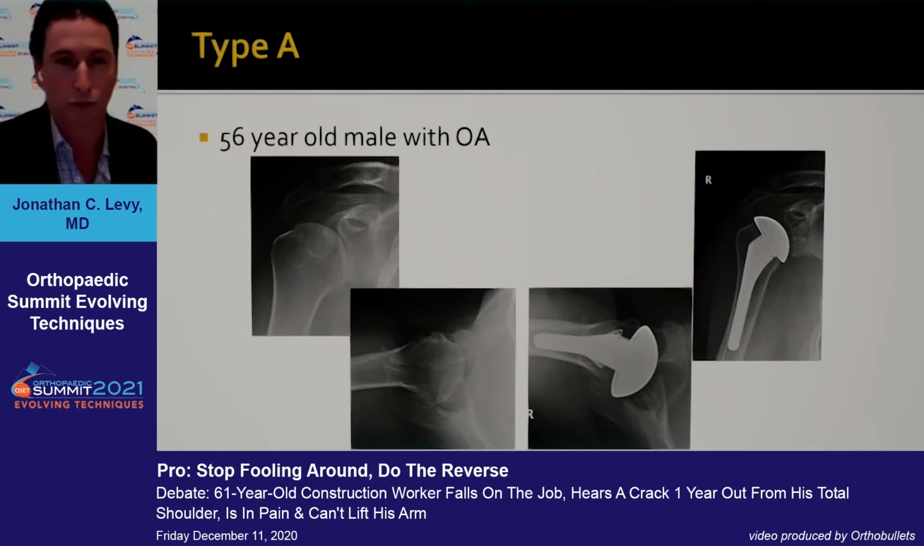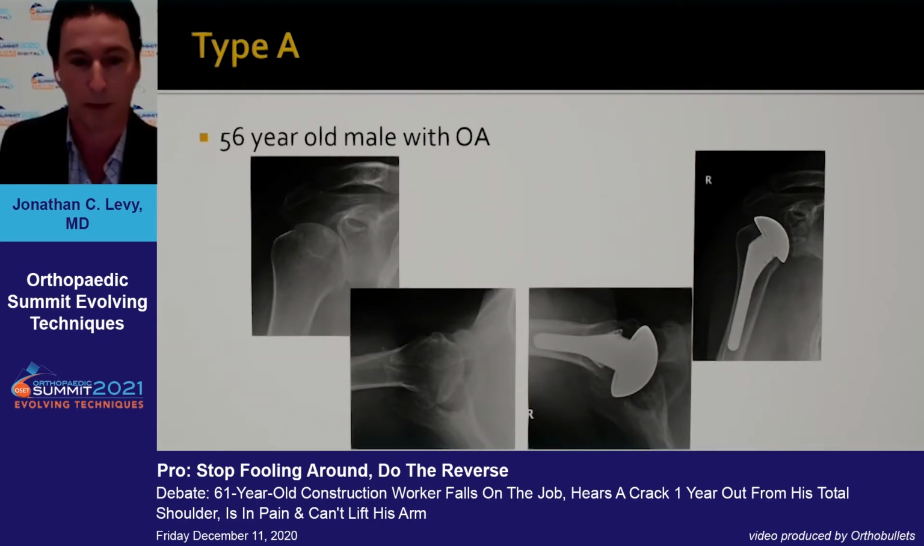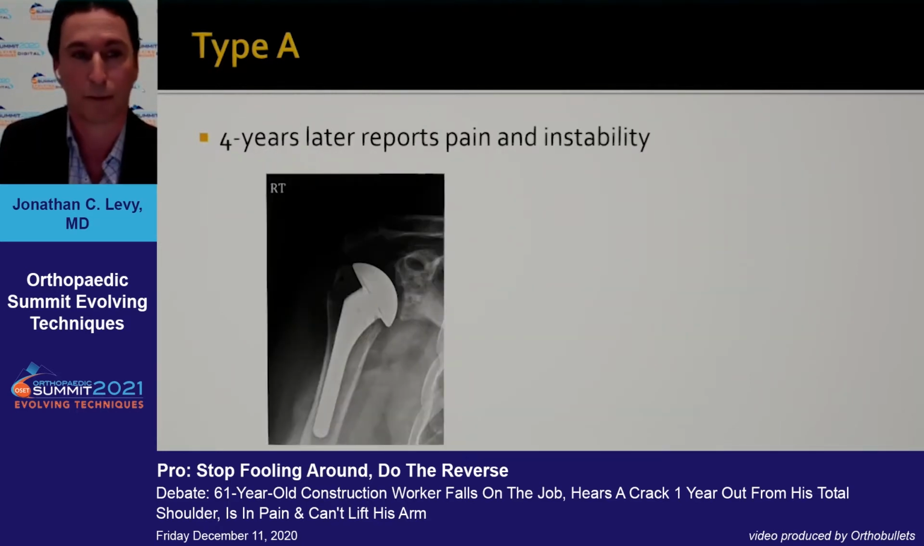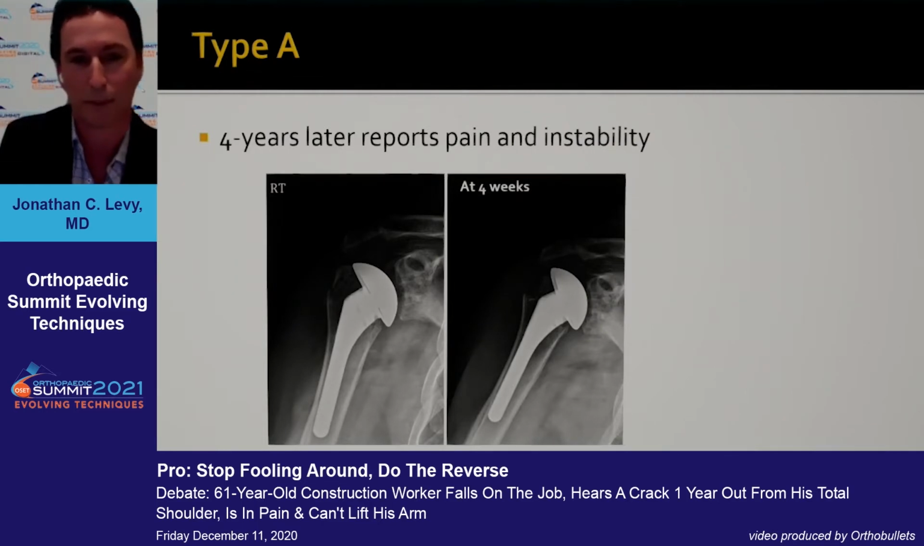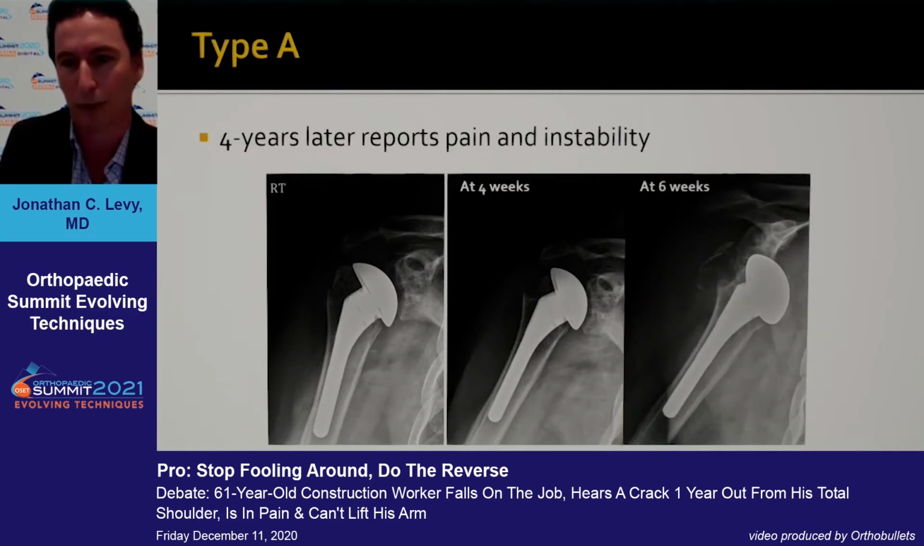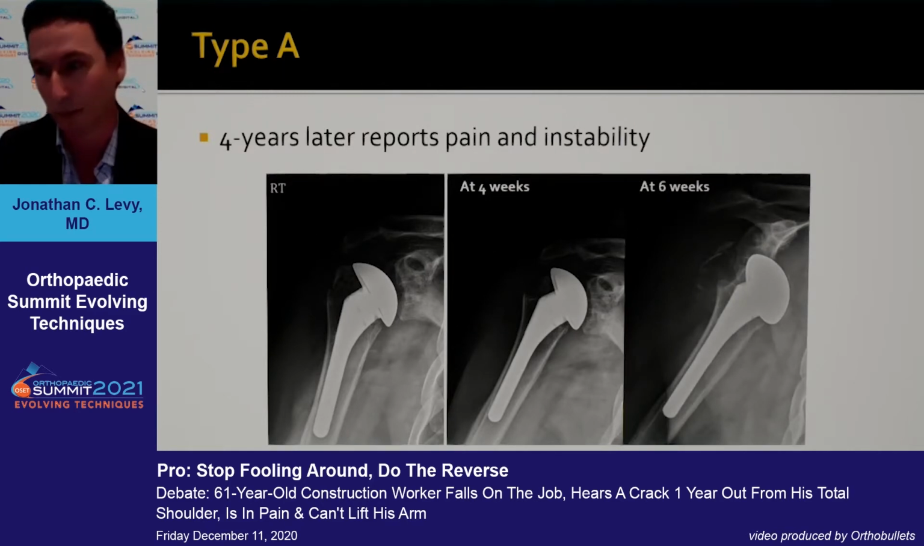Here's a case of, like I said, it's pretty rare for me to find total shoulders that get fractures. But here's a 56-year-old male. I treated him for osteoarthritis, a pretty straightforward anatomic shoulder replacement. Four years later, he was lost to follow-up, but he comes in complaining of pain and instability. He had this sort of rare greater tuberosity avulsion fracture with instability. We tried to treat him non-operatively, but he's a really big guy, and it didn't work out so well, because at 6 weeks he comes in completely dislocated.